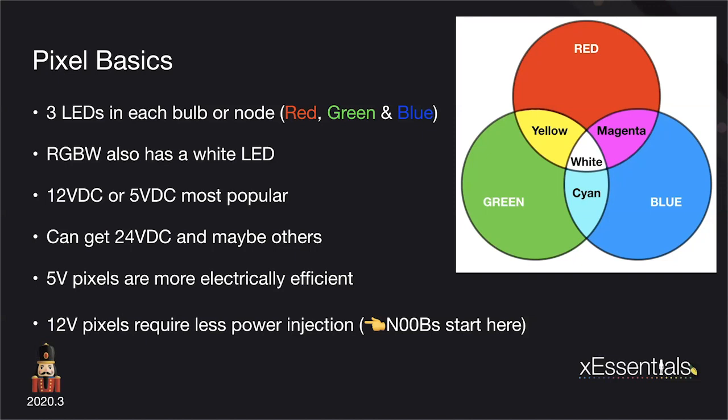The most popular voltages, these run on DC voltage. Most popular is 12 volts or 5 volts. You can get 24 volts and maybe others, I don't know, but 12 and 5 is the most popular. 5-volt pixels are more electrically efficient. In other words, you will have less wasted energy. 12-volt pixels require less power injection, and so I suggest that people start with 12 volts and then venture into 5 when you've got a handle on things. It's just that 12 volts are more forgiving than 5.